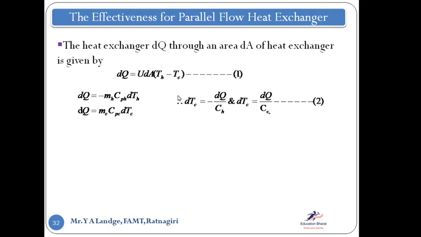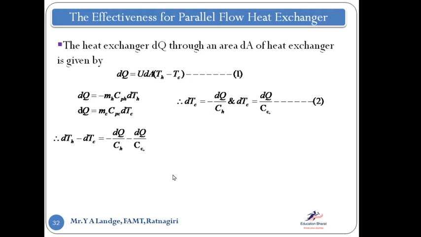We can write this in terms of the differential temperature for the hot liquid and the differential temperature for the cold liquid. So dTh equals minus dq by Ch, taken from this equation, and for the differential temperature of the cold liquid we write equation 2 from this one, dTc equals dq by Cc, where Ch and Cc are the heat capacity rates, which are the products m_h c_ph, that is Ch, and m_c c_pc, that is Cc.